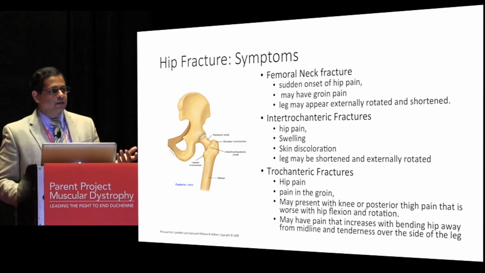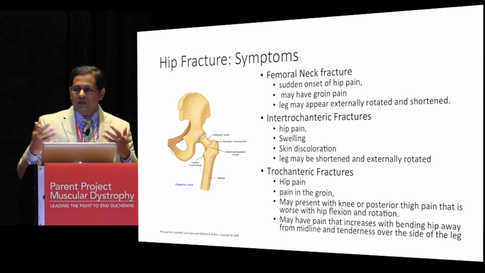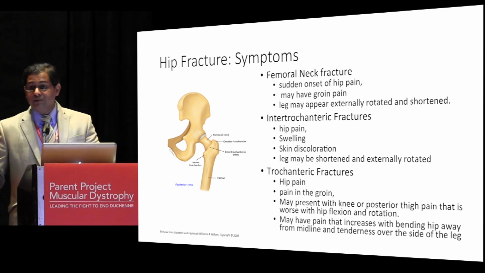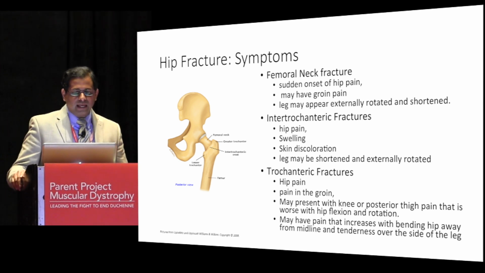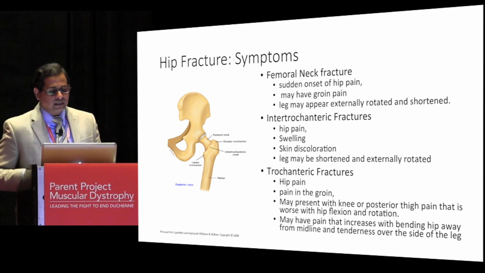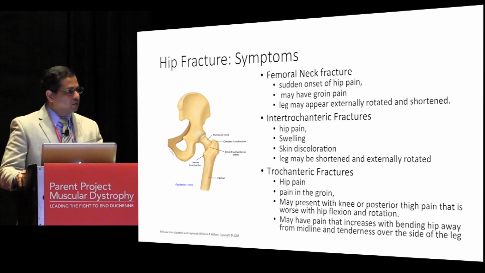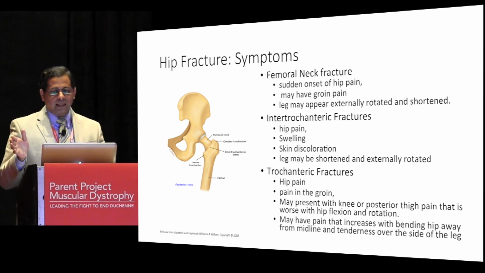Now, what are the symptoms that you're going to look for? What's one of the main things that we all want to know? Same thing as before: if it's broken, it's going to hurt there, right? Makes sense. So if it is at the femoral neck, you're going to have sudden hip pain, and you're going to have groin pain if it's a femoral neck fracture. And the leg will look like it's rotated and short.